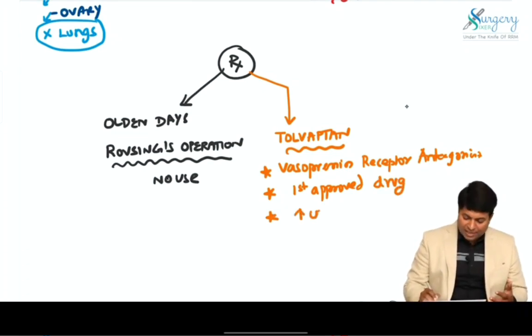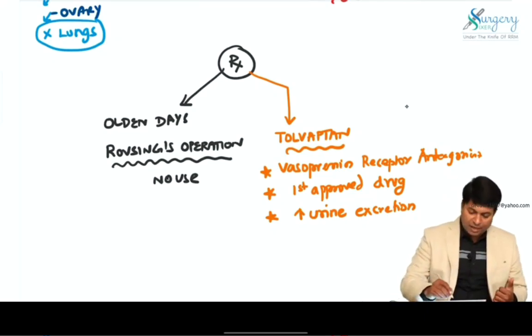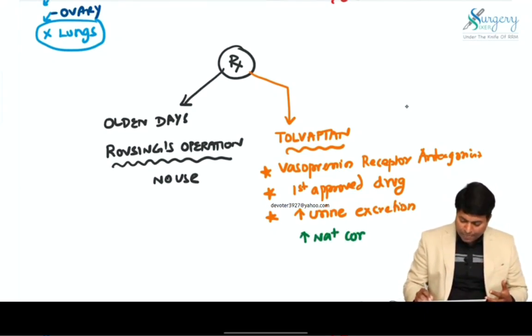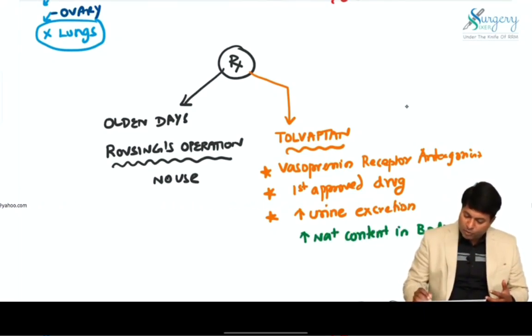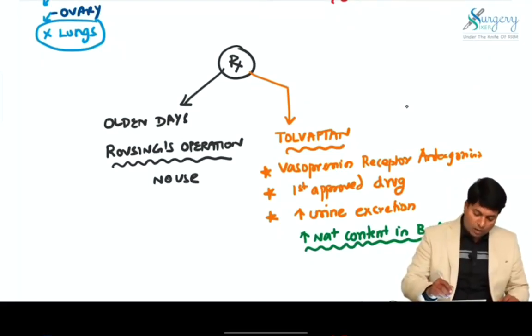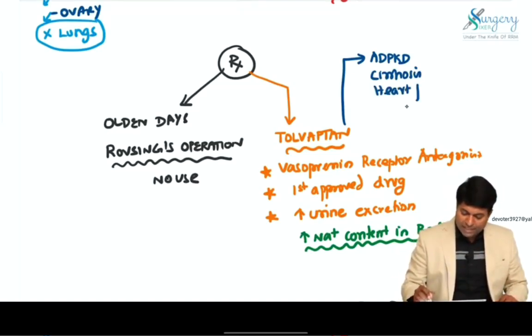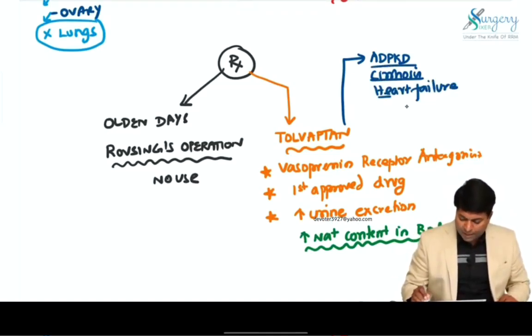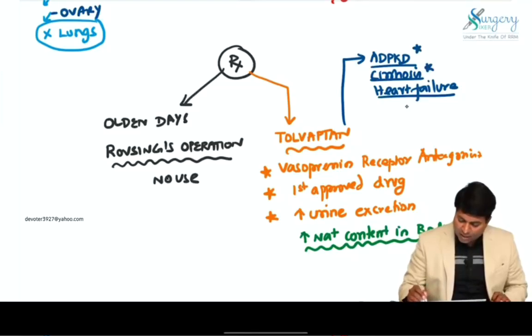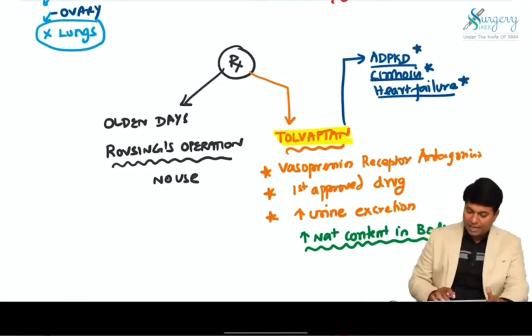They will have increased urine excretion, and therefore the sodium content in the body increases. So the vasopressin receptor antagonist increases sodium content in the body and excretes more urine. Therefore tolvaptan is not only used for autosomal dominant polycystic kidney disease, it is also used in cirrhosis patients who have hyponatremia and heart failure patients who have hyponatremia. In all these cases we use tolvaptan. Please don't forget, tolvaptan is a vasopressin receptor antagonist.